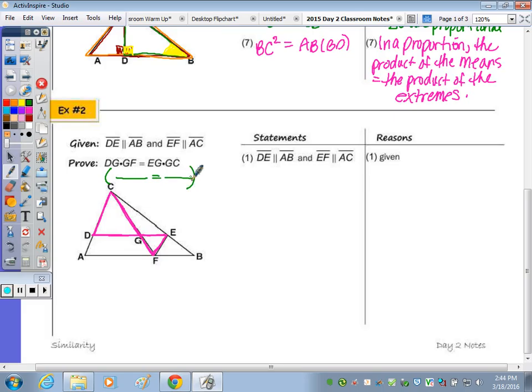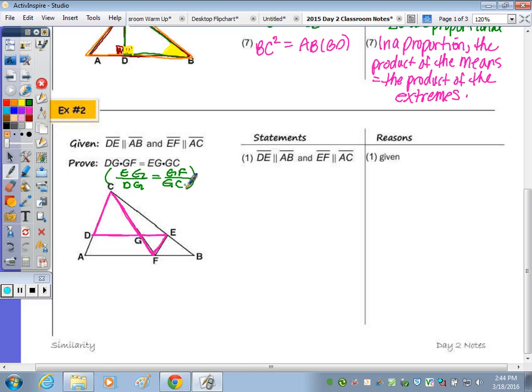Based on that cross product, all you need is to start with DG. You can put it in the numerator or denominator. When I solve my proportion, I usually go this way. So I set it up, DG times GF is equal to EG times GC. It really doesn't matter if you start in the numerator, as long as you go diagonally for the cross product. So this is what I want to show before the cross product. And before I have the proportion, I have to show they're similar.